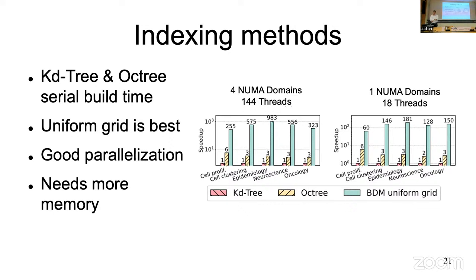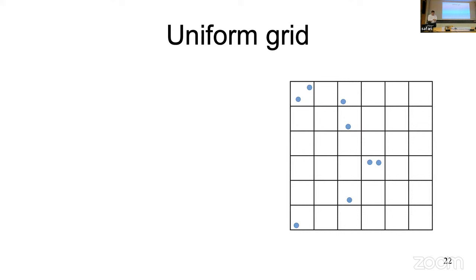Uniform grids need more memory, though, than the other two methods, but the paper measured it to be, at the worst case, only 11%, so it isn't too relevant. So let's look at how a uniform grid works. A uniform grid exploits the fact that we know the interaction radius of agents beforehand. So we know that the agent can only interact with another agent at a certain distance. And so we can build a grid that has the box size of this interaction radius.